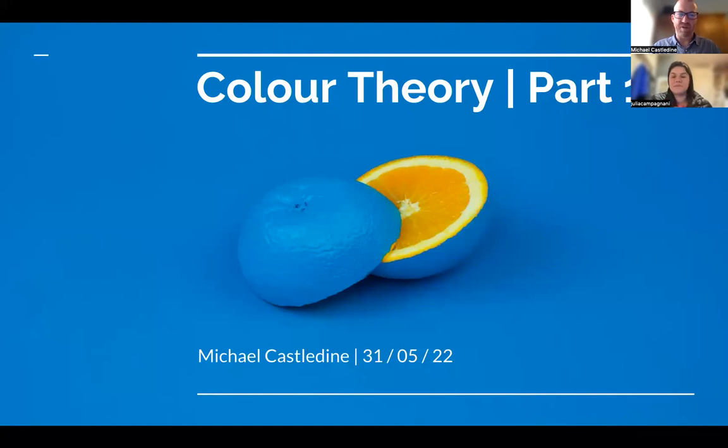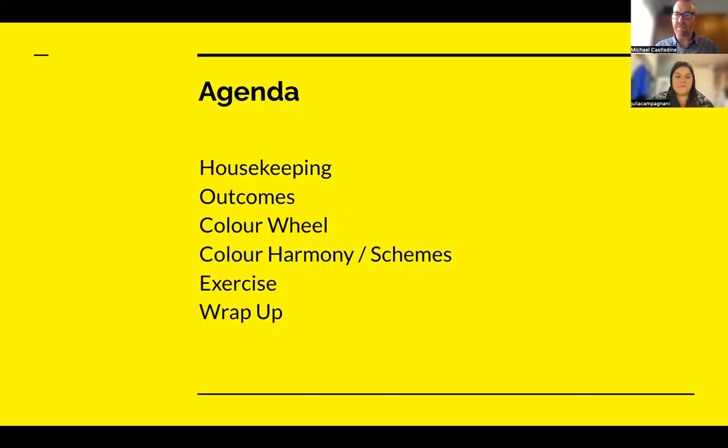I'm first going to start with a bit of an agenda, what we're going to cover over the next 10 minutes. A little bit of housekeeping, just some small things. We're going to talk about the outcomes, a little bit of an introduction of the color wheel, some basics, and then the key body of this will be covering color harmony. So some schemes, some color things that are going to be useful going forward, conversations that we can use within UI and UX. We'll do a little exercise and a little bit of a wrap up.